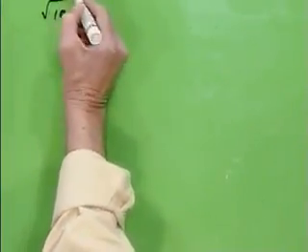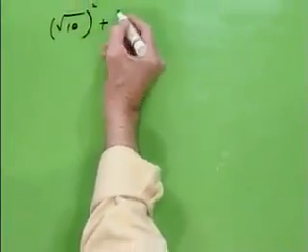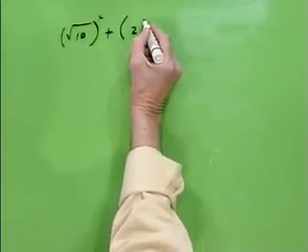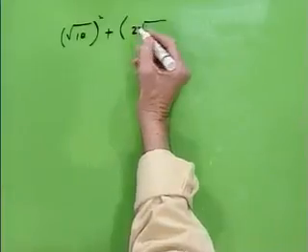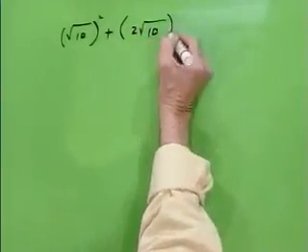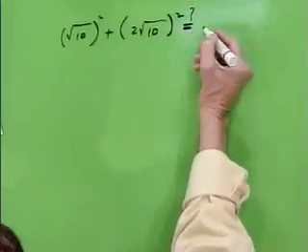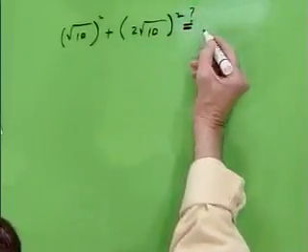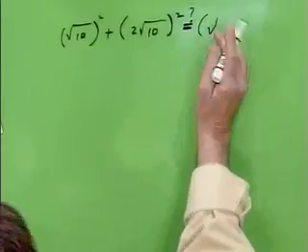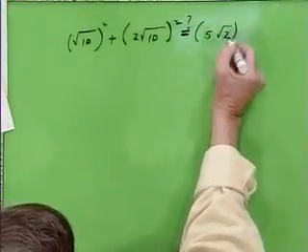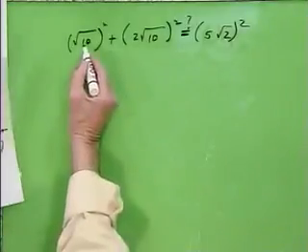I'll take the square root of 10 squared plus the 2 square roots of 10 squared. And the question is whether that will be equal to 5 square roots of 2 squared. Let's see. Well, how much is this quantity?